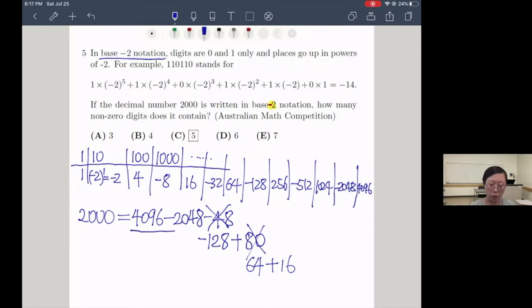4096, -2048, -128, 64, and 16. For each of them, I need a 1. Altogether, I need 5 ones, which means that altogether, there are 5 non-zero digits. So the answer is 5. We need 5 ones. Of course, each one has a different place value, right? So the answer is 5.